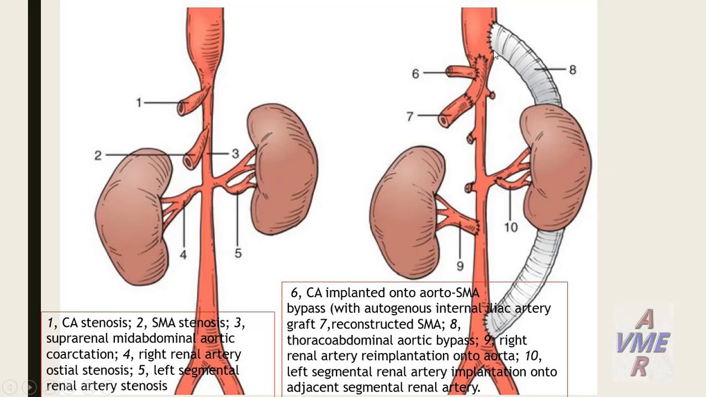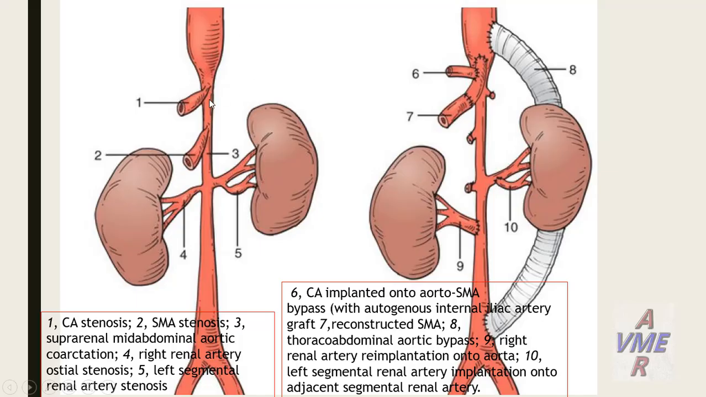Number 6, this is a celiac trunk implanted into the aorto-superior mesenteric artery bypass with the autologous internal iliac artery graft. Number 7 is the superior mesenteric artery reconstructed one. Number 8, thoraco-abdominal aortic bypass. Number 9, right renal artery reimplantation into the aorta. Number 10, left segmental renal artery implantation into the adjacent segment renal artery.